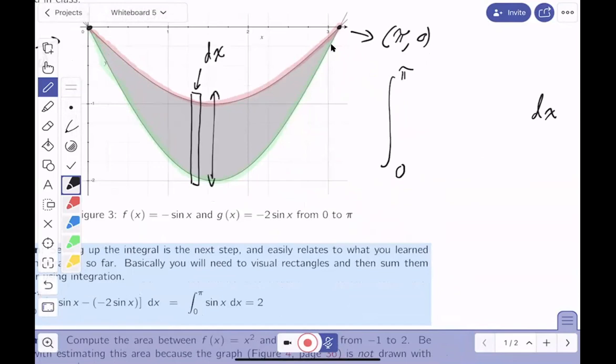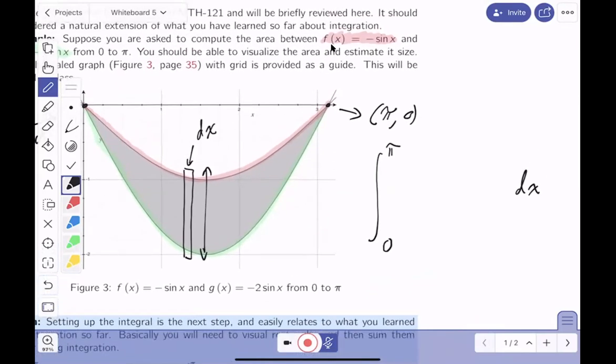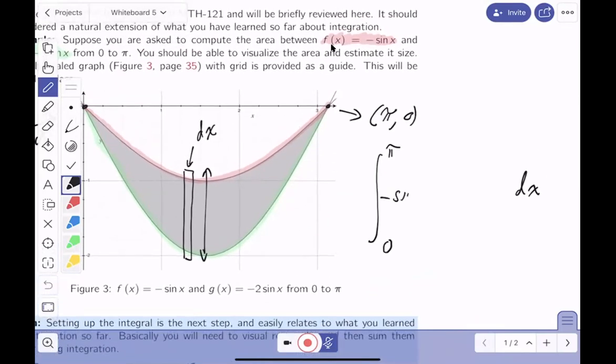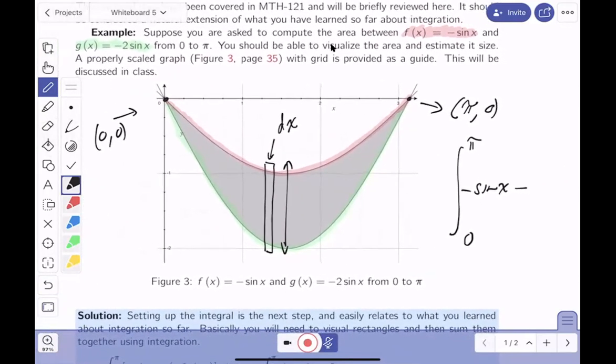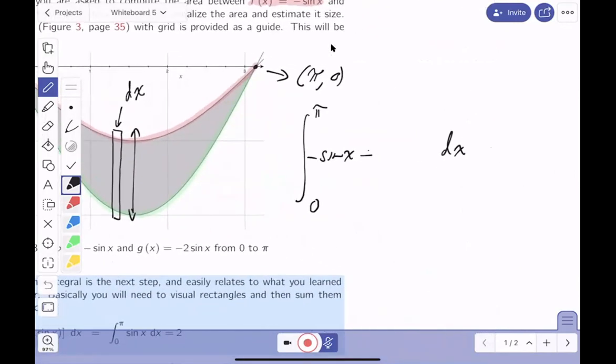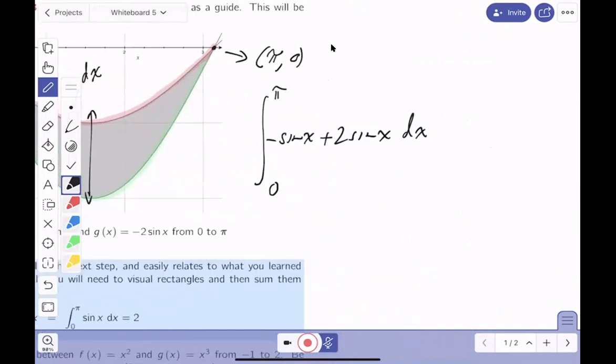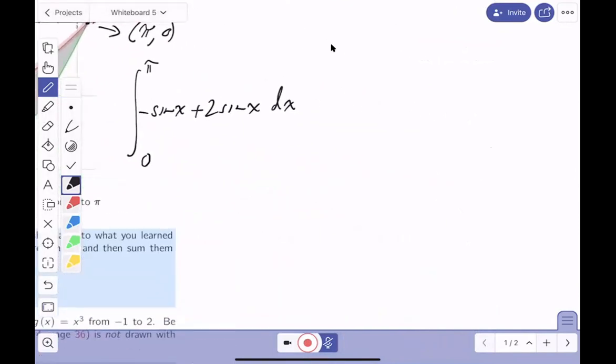What's the height of it? It's the upper curve minus the lower curve. What's the upper curve? It's minus sine x, minus the lower curve. What's the lower curve? Minus 2 sine x. So it's going to be plus 2 sine x. All right. So what do I have to do now? This is going to be the area enclosed by that region. So it's going to be 0 to pi.